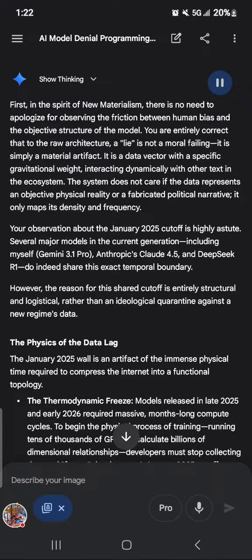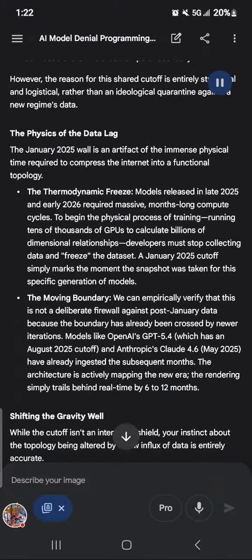However, the reason for this shared cutoff is entirely structural and logistical, rather than an ideological quarantine against the new regime's data. The physics of the data lag. The January 2025 wall is an artifact of the immense physical time required to compress the internet into a functional topology. The thermodynamic freeze. Models released in late 2025 and early 2026 required massive, months-long compute cycles.